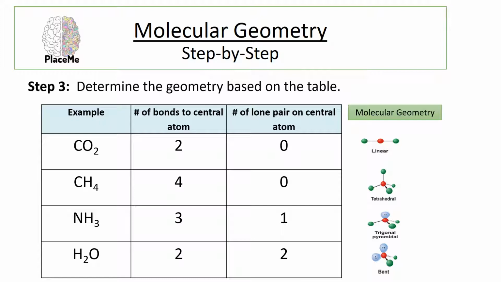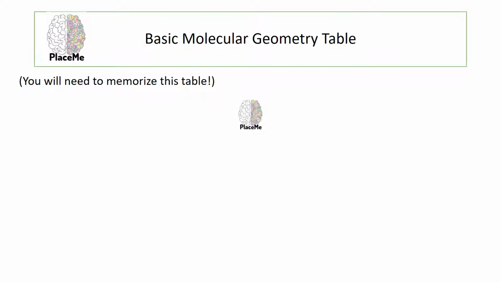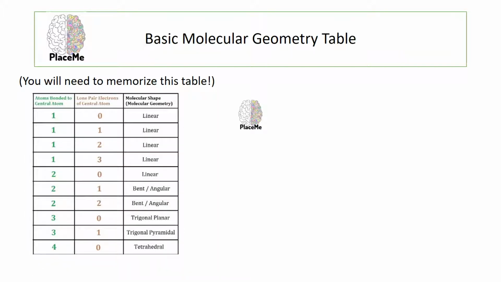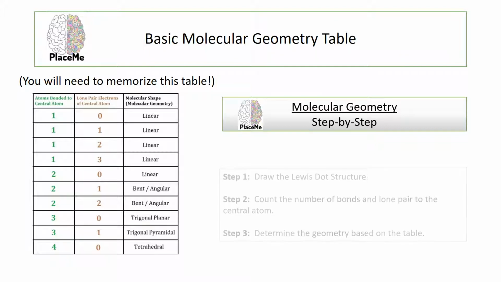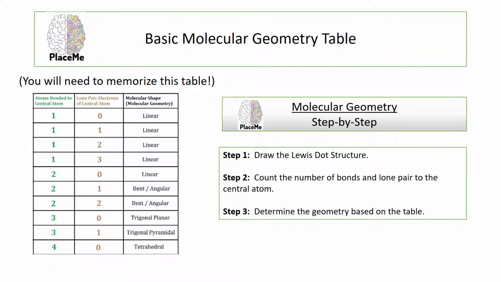Okay, so that is our step-by-step. Those are the steps that we took to determine which one was the right answer. So again, you might have to memorize this table. It's a very simple table, but if you count up your atoms bonded to the central atom and count up your lone pairs of electrons, you're always going to get this answer. And those are the different possibilities you could have. So what we did was follow our step-by-step, and for each subject matter, it will be in this format. You'll have 3 to 6 steps that you follow.